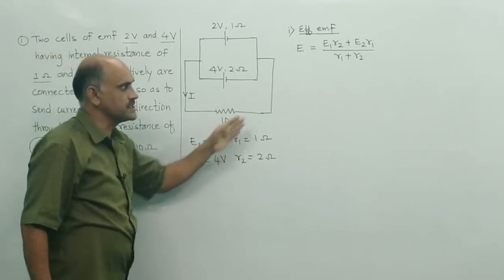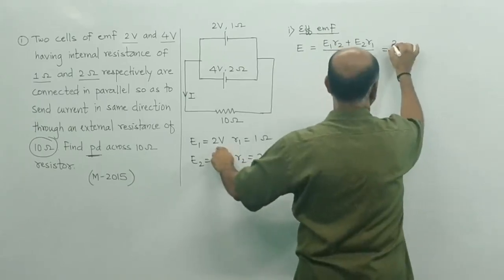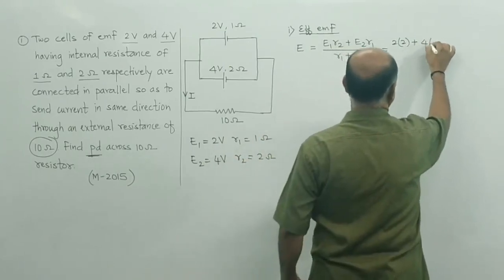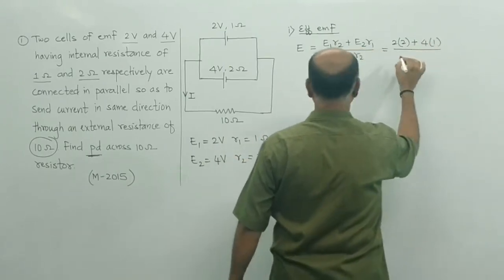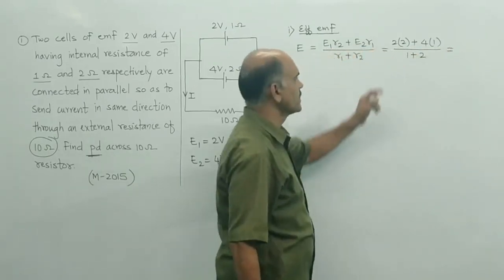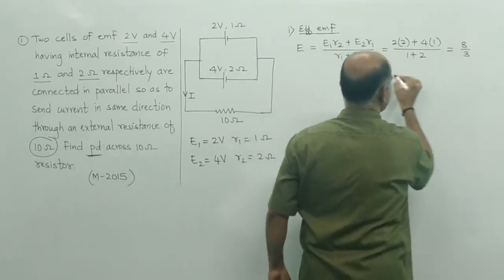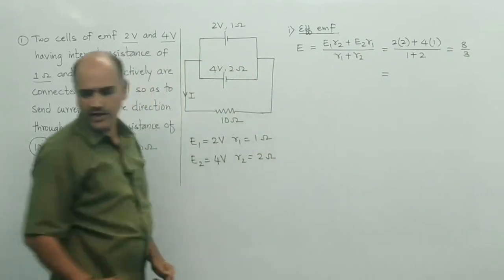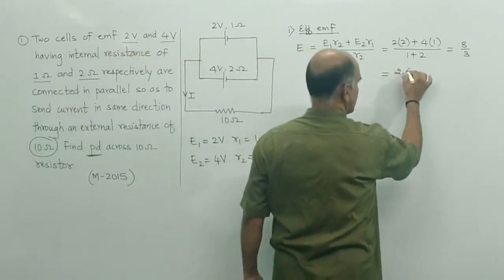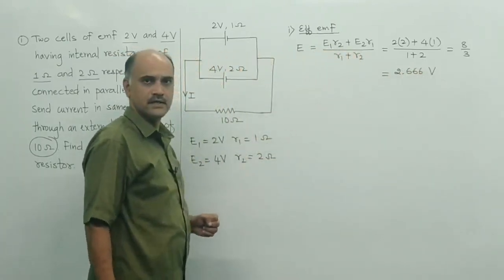Now substitute these values. So I will get 2 into 2 plus 4 into 1 divided by 1 plus 2. So you will simplify. 2 into 2, 4, 4 plus 4, 8. So you will get 8 by 3. Using calculator, if you divide 8 by 3 it is 2.666 volt. This is E.